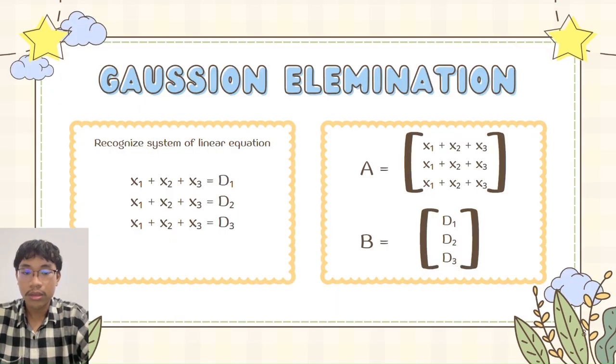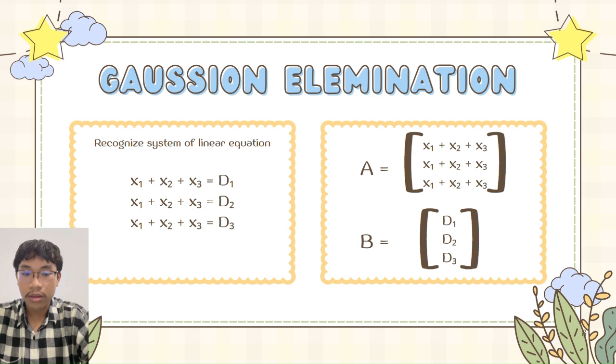Moving on to the methodology, as you already know, we use the Gaussian elimination method. So how do we do it? First, we recognize a system of linear equations such as x1 plus x2 plus x3 equals d1. We can use x or other variables such as x, y, or z, but in this slide we use x1 plus x2 plus x3 equals d1.